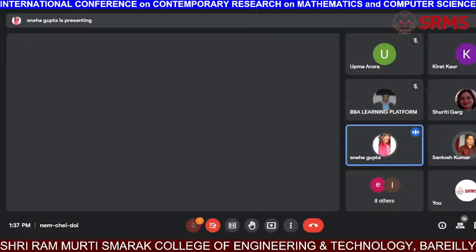Yes, sure. Ma'am, in steganography, we hide our secret information in the form of image, video, or text. And on the other hand, in cryptography, we share our information from one source to another source using a key concept. These are all different concepts.